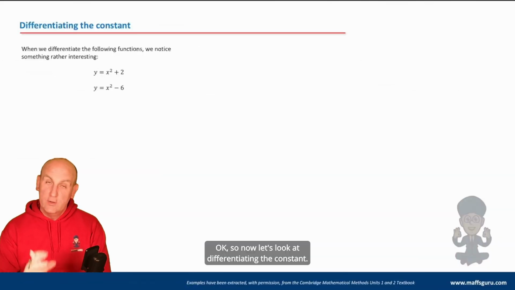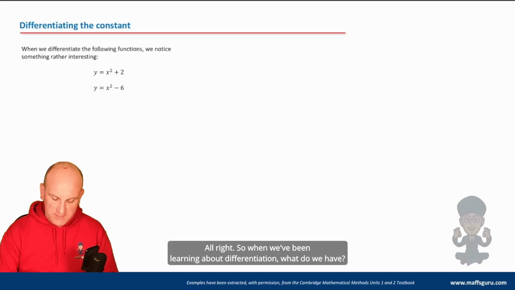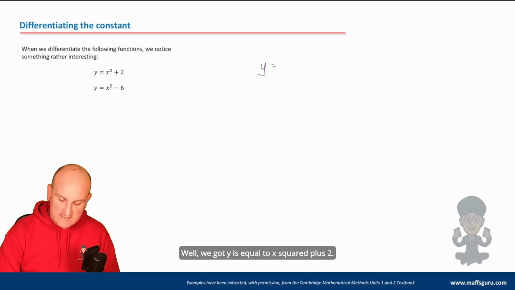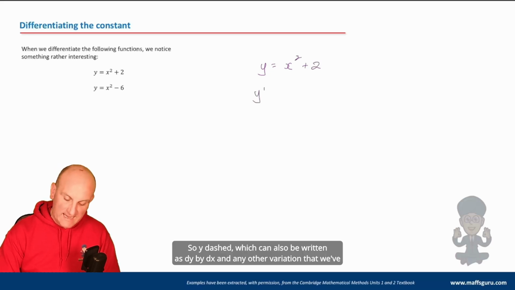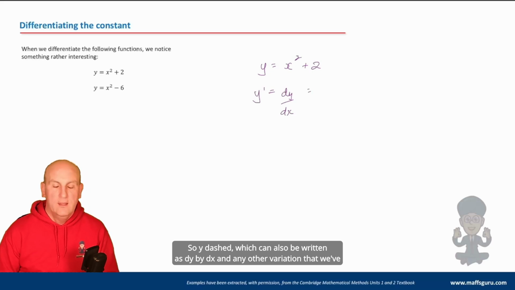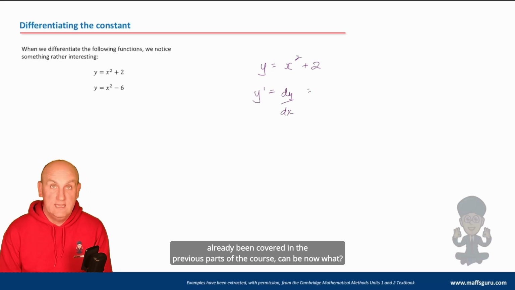Okay, so now let's look at differentiating the constant. All right, so when we've been learning about differentiation, what do we have? Well, we've got y is equal to x squared plus 2. So y dashed, which can also be written as dy by dx and any other variation that we've already covered in the previous parts of the course, can be now what?